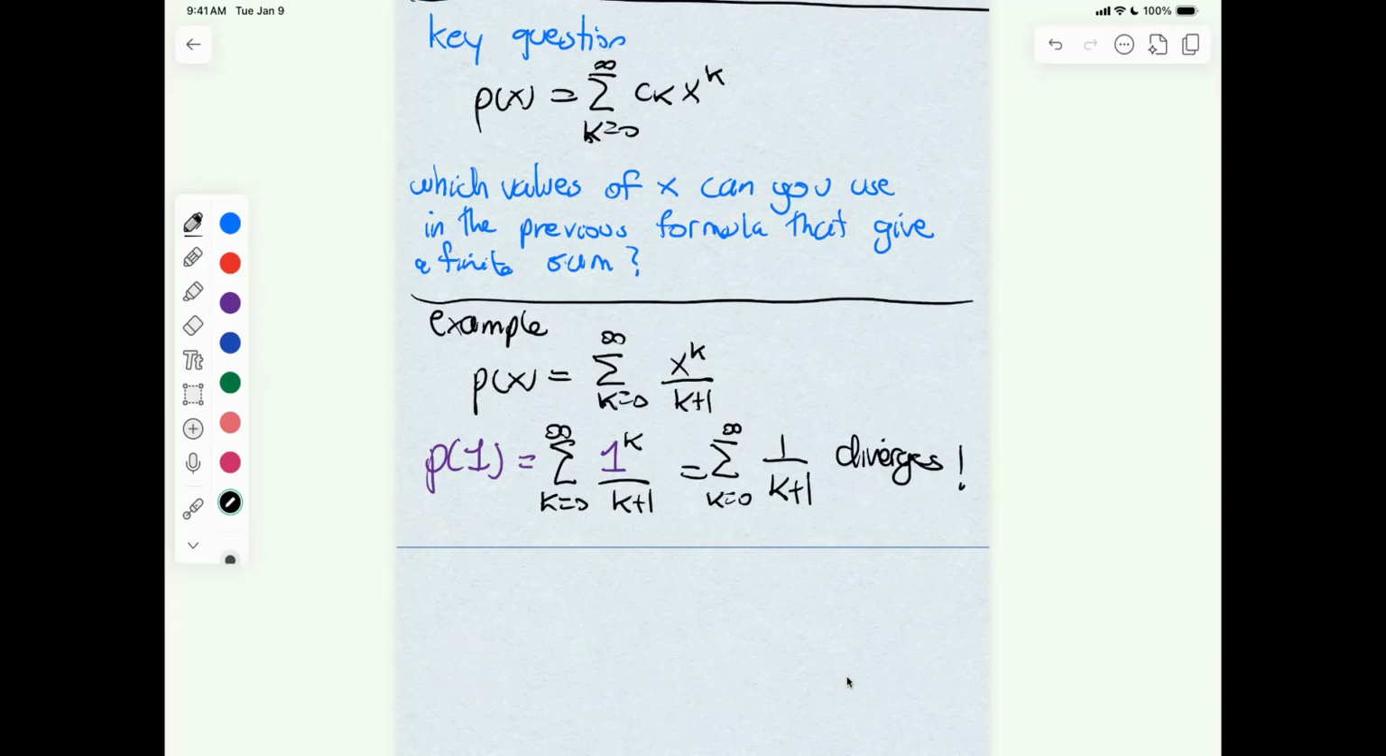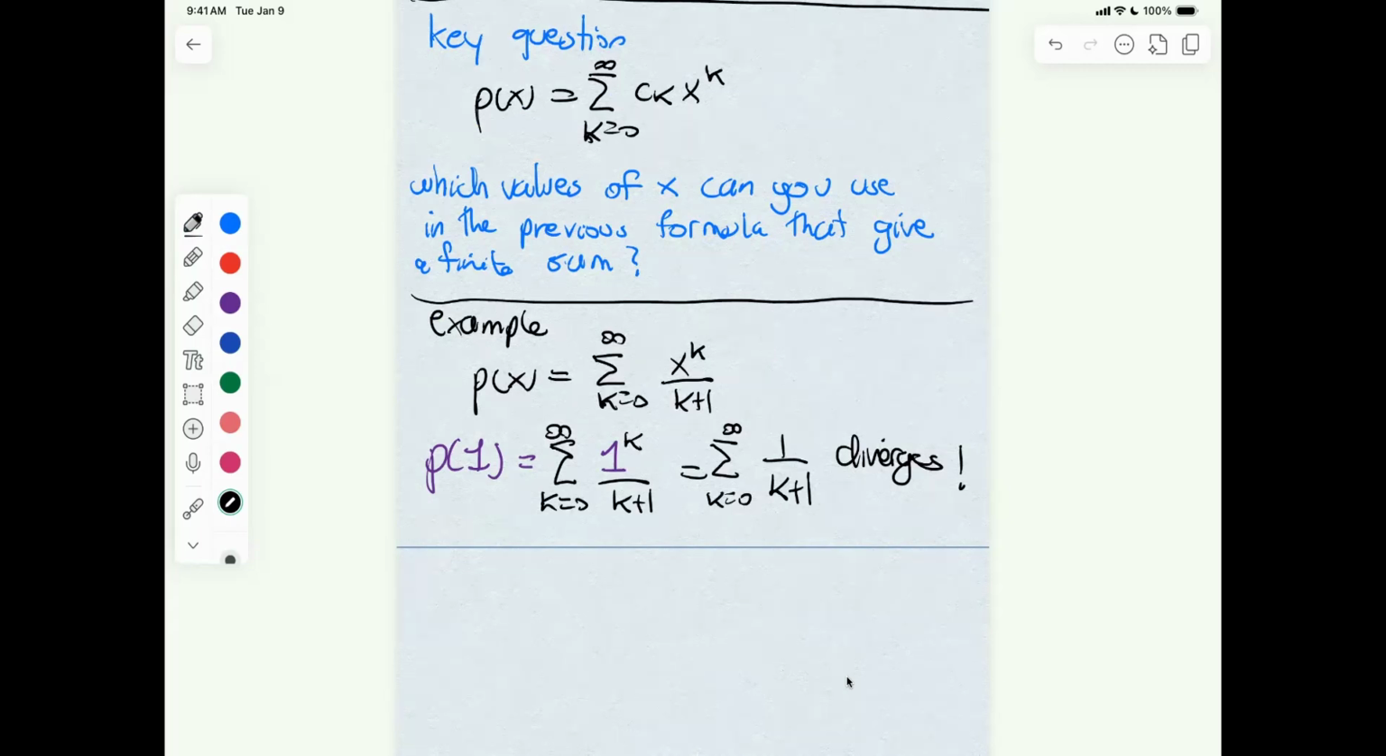Is that okay? Now, can anyone think of a number for x that you could plug in that would give you something that is finite in this case? And you can go for the lowest hanging fruit of all. So just try to think. The lowest hanging fruit is if you put 0 here, 0 times whatever is 0.